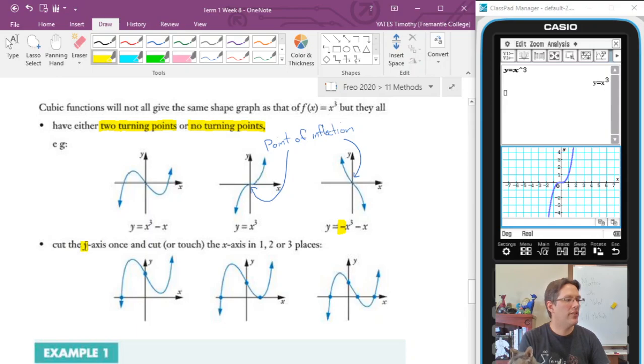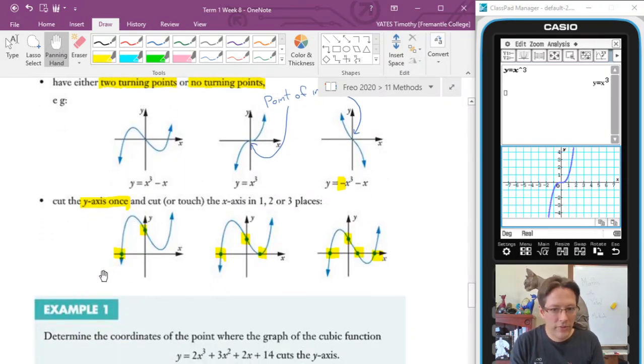They will always cut the y-axis once because they are functions that have a domain across the entire range of real numbers. And they will always cut the x-axis once because they've got to get through it somewhere. And they may cut the x-axis just once, or they may cut it twice, or they may cut it in 3 places like we've got there.